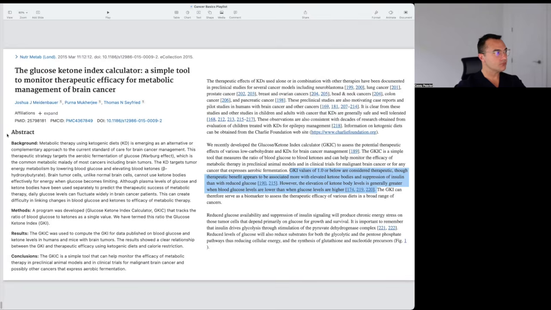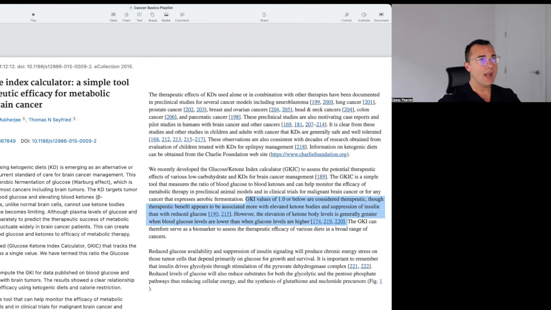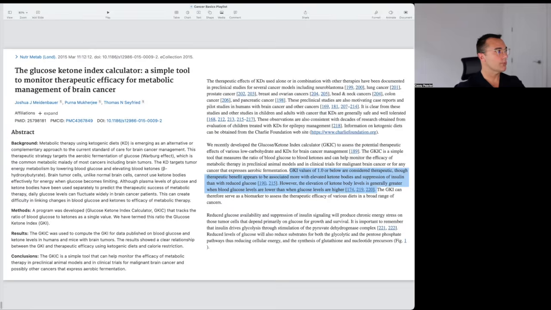And as mentioned in the intro, there is a tool designed by Seyfried et al. called the glucose ketone index. And I'm not minimizing the importance of the GKI. It is critical to know how deep into ketosis you are to know whether or not you're maximizing your chances from a glucose, ketone, insulin, etc. perspective. But there's likely more to the story.